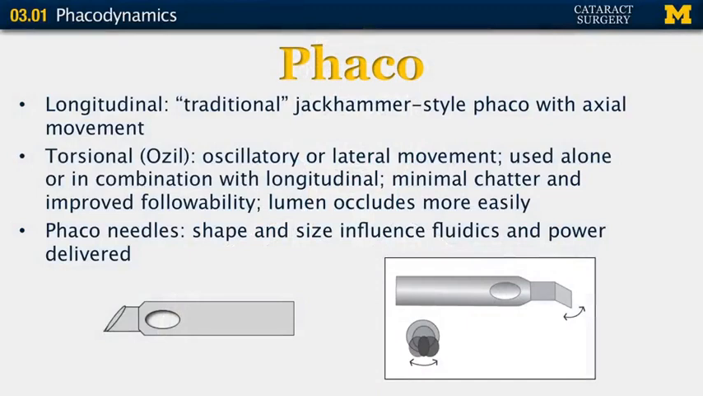And these can actually be used in combination. So you can have a traditional jackhammer movement as well as an oscillatory or torsional movement combined together to different degrees, so you can get the benefits of both of these when applying phaco. We can also modify the shape of the phaco needle, which can influence the fluidics and the power delivered. The details of this are beyond this lecture, but we can see in the picture on the right the needle is actually bent, and this is the so-called Kellogg style needle, which helps to maximize the torsional movement of the handpiece. And so that's the so-called Kellogg needle.